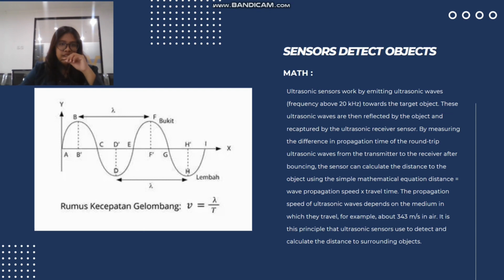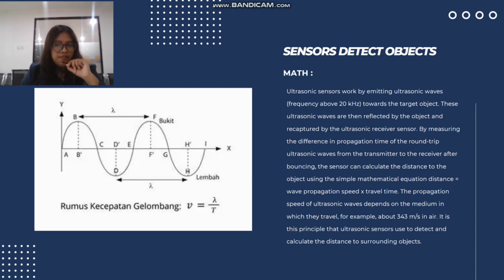Okay, in the math section, the ultrasonic sensor talks about how to calculate distance to the object. Here, we use a simple mathematical equation: distance equals speed multiplied by travel time. The propagation speed of ultrasonic waves depends on the medium in which they travel.